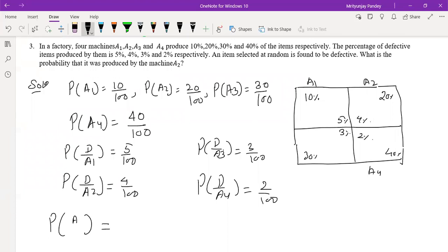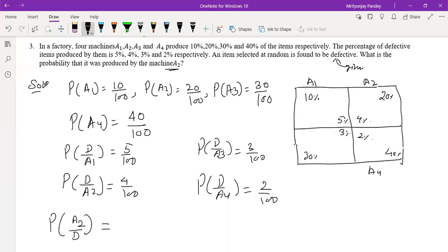The selected item is found to be defective. That means, this is a given event. Being defective is given, and what is asked is A2. Yes, any other student? P of A2 upon. Yes, very good. P of A2 upon D. And it is Bayes theorem.